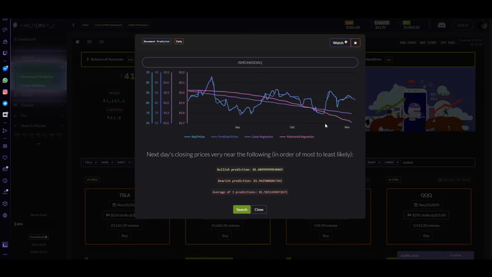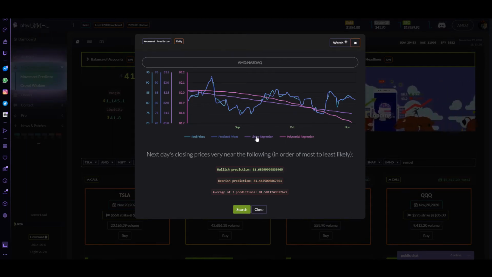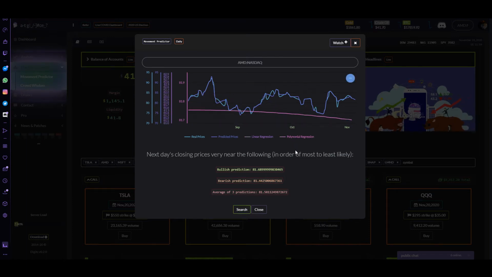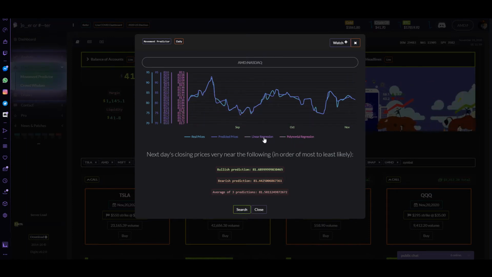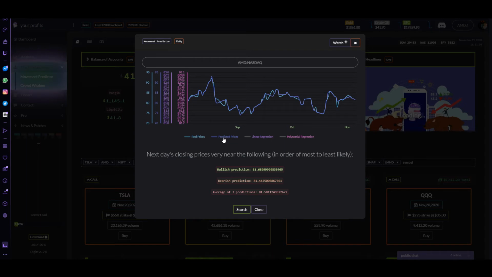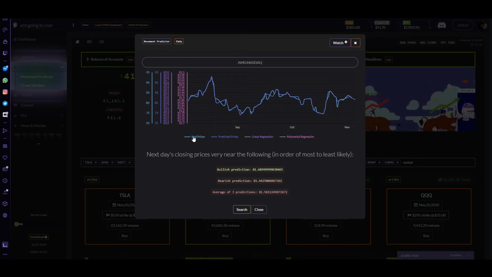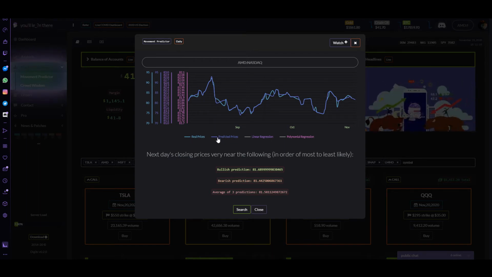But let's talk about some of these numbers. We have a bullish prediction, a bearish prediction, and an average of all three. You can turn off linear and polynomial regression, which are mathematical functions, and there you can use the predicted prices and real prices to compare. Predicted prices uses, again, 20 years of historical data, headlines, sentiment, and that data includes price, open, low, close, and high, as well as the volume. That is why it is so accurate.